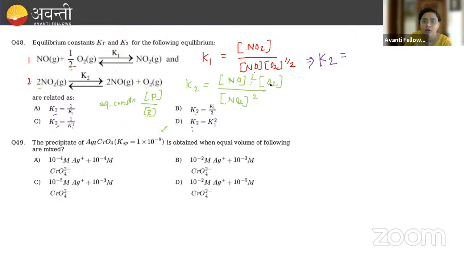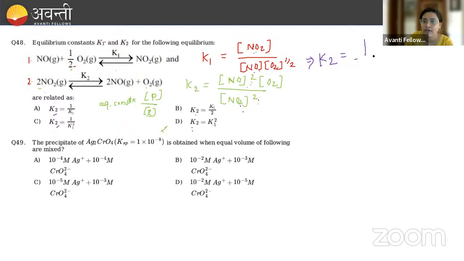K2: NO2 squared, O2 and NO2 raised to 2. Right? This is NO2, this is NO2 below. This is in the numerator. This is in the denominator, NO and O2 raised to half, and this is in the numerator. So you can easily see that K2 is the inverse of K1.